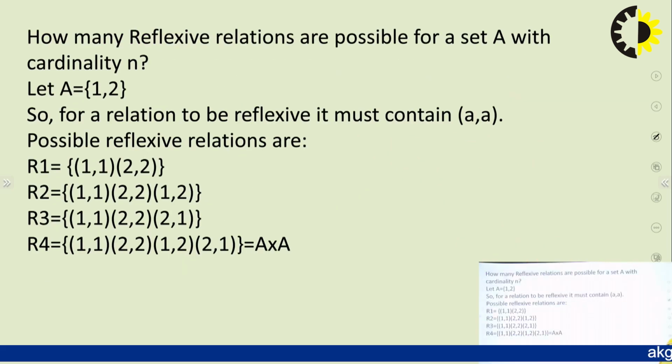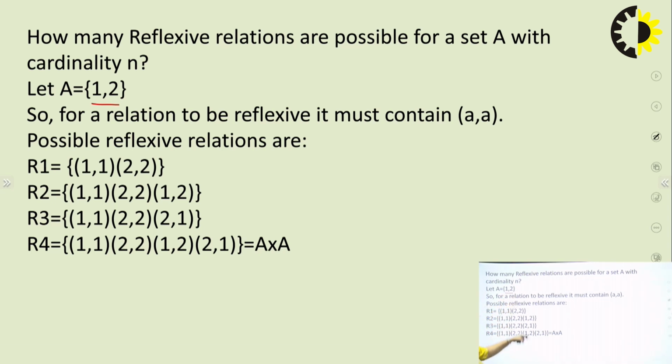Now let's talk about how many reflexive relations are possible for a set with cardinality n. In order to understand this, first we'll focus on a set which contains only two elements, and check how many reflexive relations are possible. So if I take this set A which contains two elements, 1 comma 2, for this relation to be reflexive, it must contain minimum two elements, that is 1 comma 1 and 2 comma 2. So how many relations can there be? The smallest relation will have 1 comma 1 and 2 comma 2.